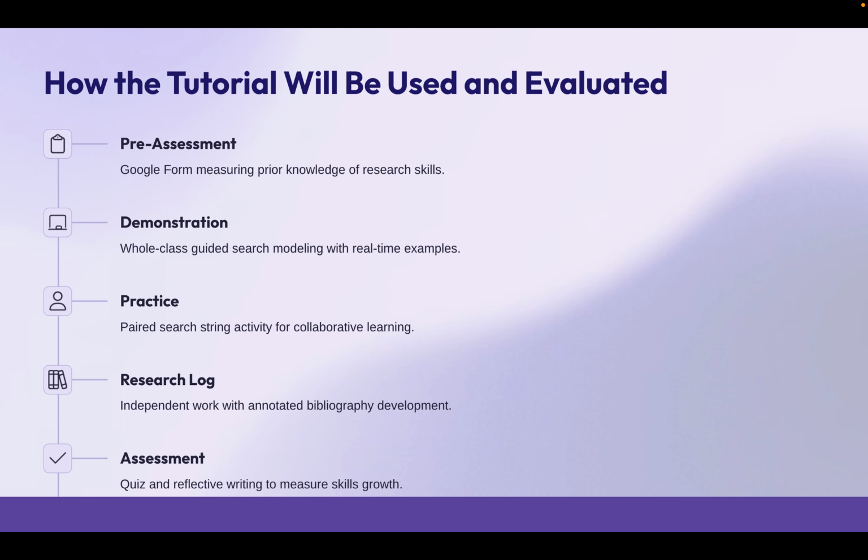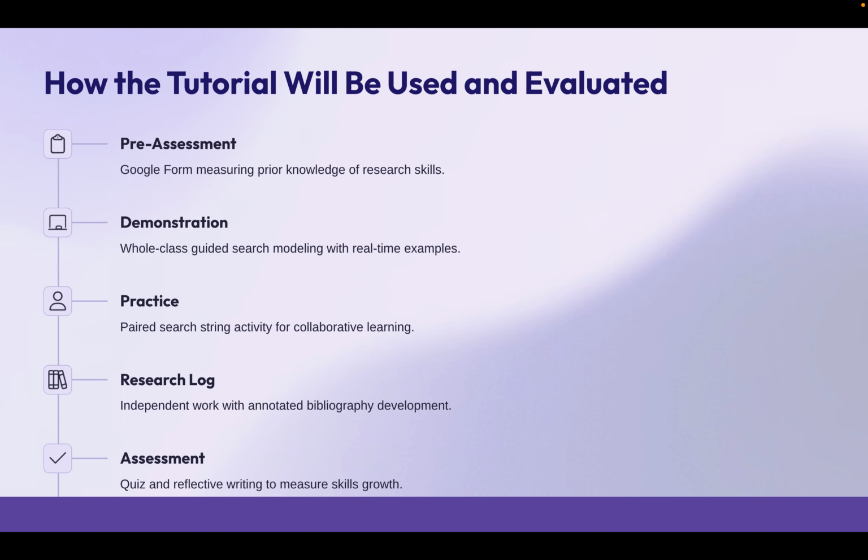Then, students work in pairs to practice. They construct one Boolean search string and identify 3 documents, tagging each as either primary or secondary. After that, students begin independent research. They are required to find 1 primary source, 1 academic article, and 1 visual or artifact. All sources are logged in a research log and annotated with a short explanation of how each source contributes to their investigation.